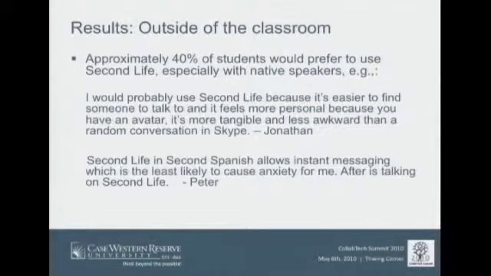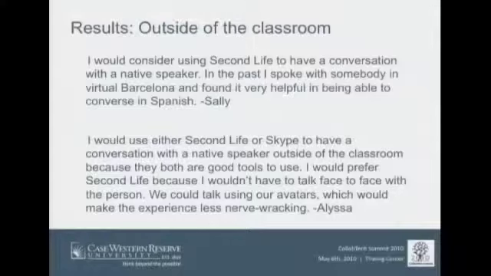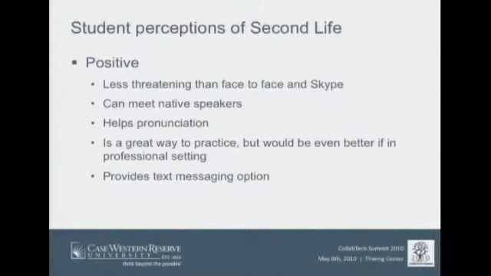And research has shown that text-based chat is effective for students, so this is a valid option for communication as well. Another student says, I consider using Second Life. In the past, I spoke with somebody in virtual Barcelona and found it very helpful in being able to converse in Spanish. And another person says at the very end of the comment, I would prefer Second Life because I wouldn't have to talk face-to-face with the person. We could talk using our avatars, which would make the experience less nerve-wracking.